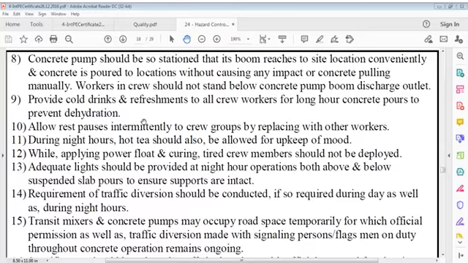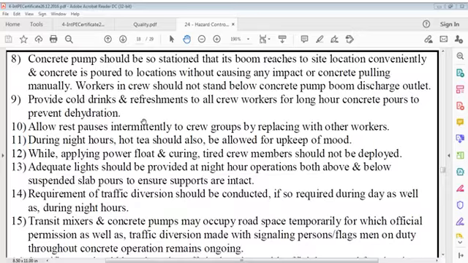The concrete pump should be so stationed that its boom reaches the site location conveniently, and concrete is poured to locations without causing any impact on concrete pulling manually. Workers in the crew should not stand below the concrete pump boom discharge outlet. Now this is very, very common, and of course sometimes people don't care.